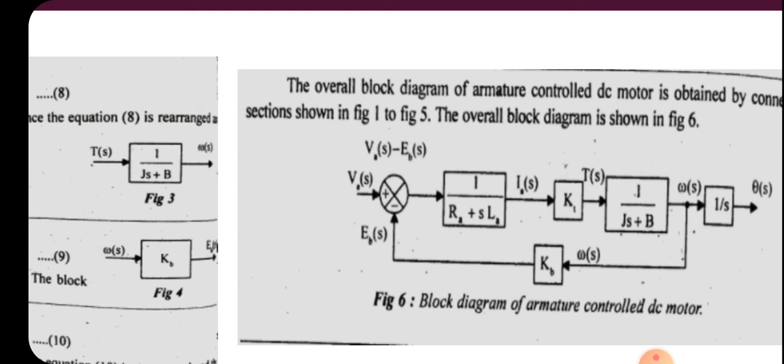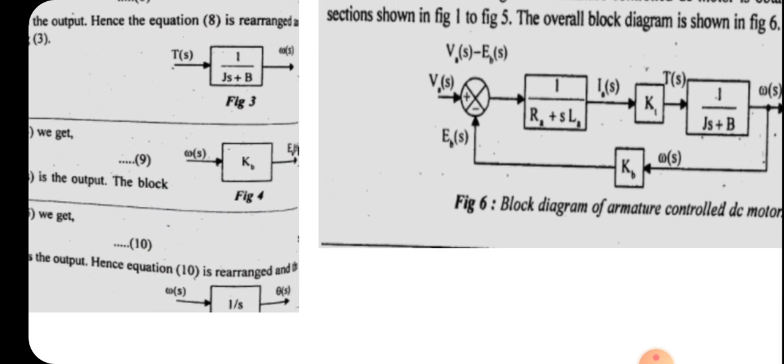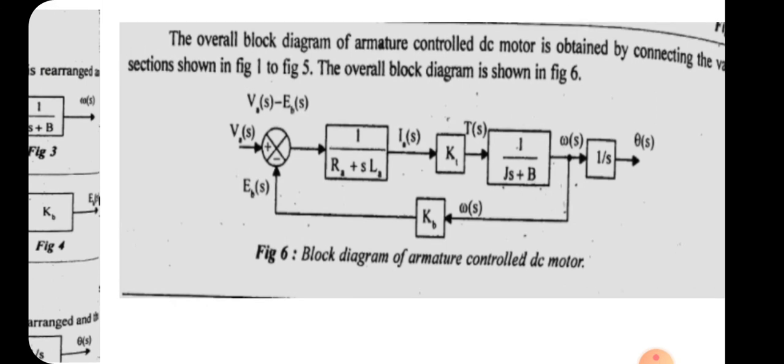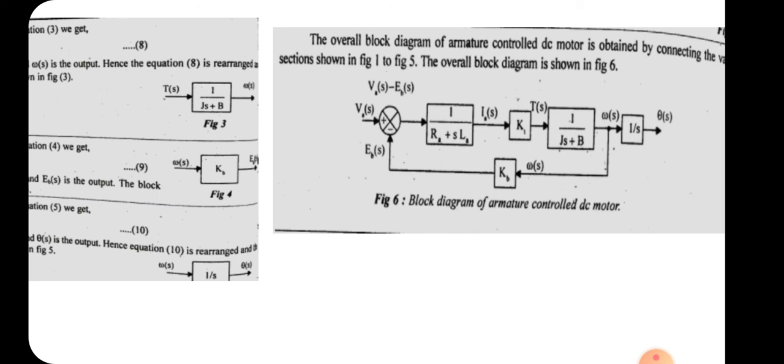T of s goes to 1 by Js plus b, whose output is omega of s. And after omega of s, it is seen that omega of s goes to Kb, and its output is Eb of s. So it will be in the feedback path. And the next block is the 1 by s block, whose input is omega of s and output is theta of s. So it can be drawn like this. So this is the overall block diagram. In this manner we can construct the block diagram.